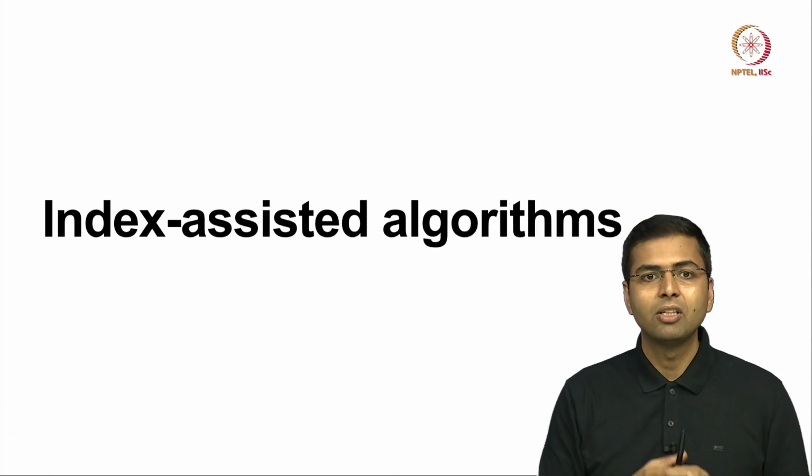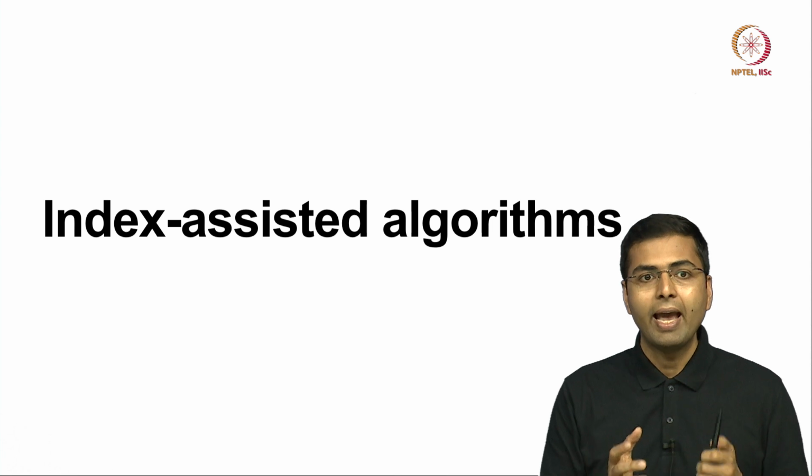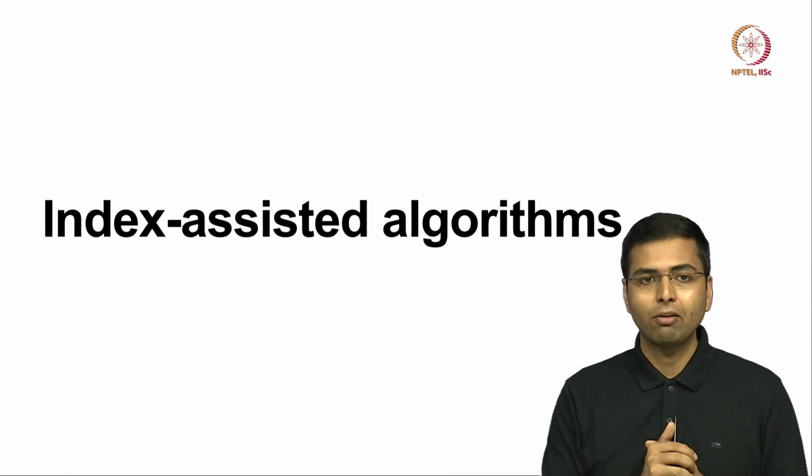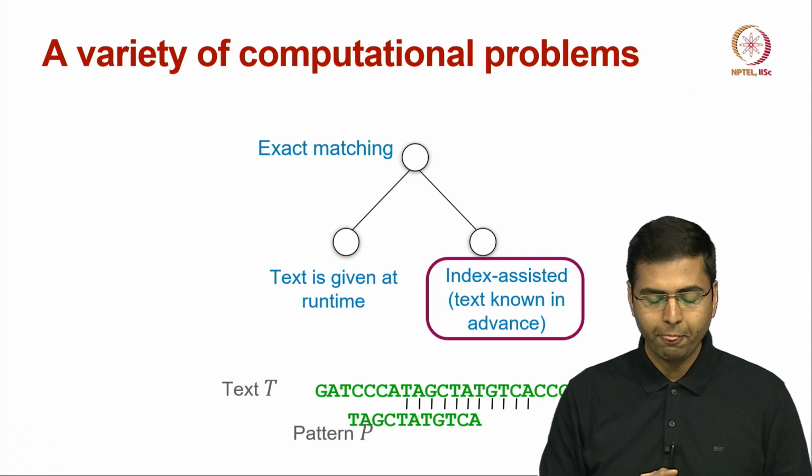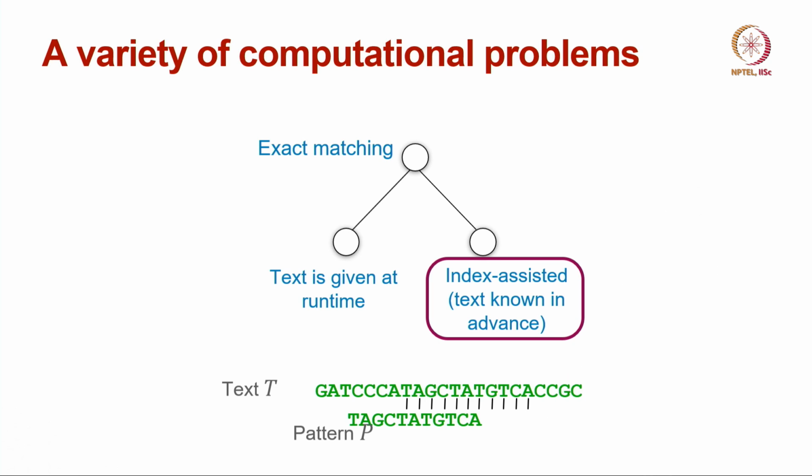So, let us start the topic of index assisted algorithms, and within that we are majorly going to focus on suffix arrays. In the last lecture we were looking at a situation where the text is given at runtime. If the text is given at runtime, then we do not have the opportunity to do any homework or any pre-processing on the text. Whereas, if the text is known in advance, then we can do some pre-processing on the text. We can try to build some indexes so that we can do the pattern matching more efficiently.